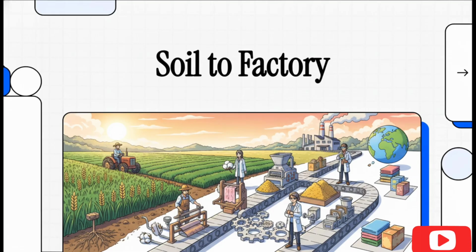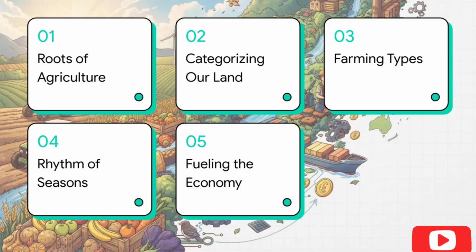I am absolutely thrilled to take you on this macro to micro journey today. We are going to explore the massive, intricate system that literally feeds and fuels our entire world. You know, when we look at a simple plate of food or, say, the cotton shirt on our backs, it is incredibly easy to just forget the monumental human and environmental machinery that actually produced it. So today, we're going to unpack the modern reality of agriculture and agro-based activities. And we'll see exactly how the earth beneath our feet connects directly to the massive factories that drive our global economy. Okay, let's dive into this.